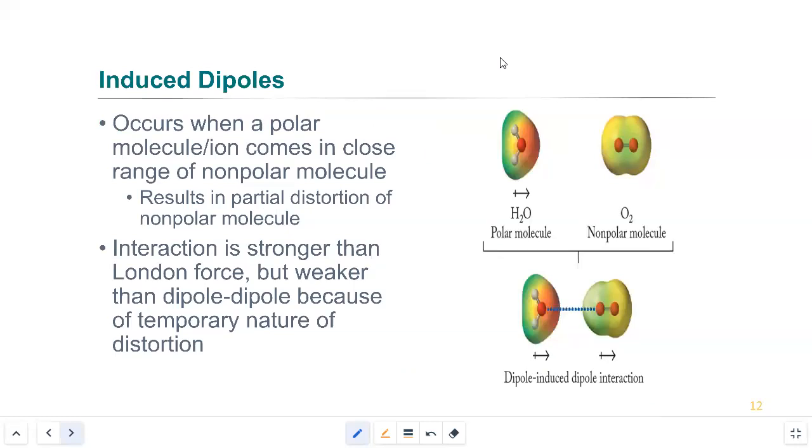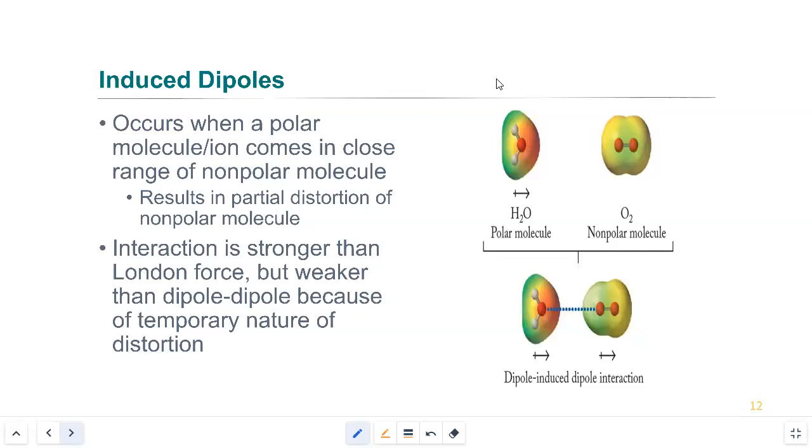Now, this is slightly different from what is called an induced dipole. An induced dipole happens when a polar object comes into the area of a nonpolar object, and that nonpolar object distorts itself, changes its shape slightly to accommodate an attraction. Most common example of this is water and dissolved gases like oxygen. How does oxygen get dissolved into water so that things can actually live underwater?